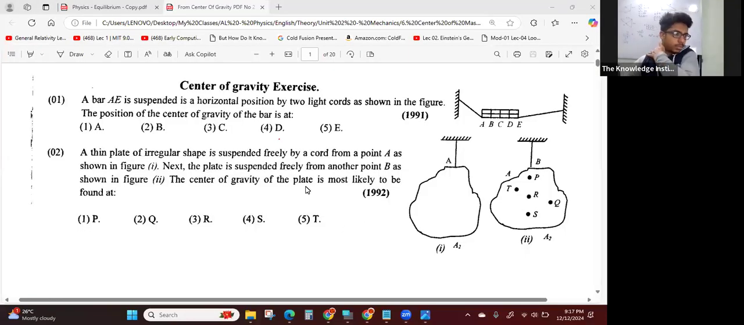Okay. So a thin plate of irregular shape is suspended freely by cord from a point A as shown in figure 1. Next, the plate is suspended freely from another point B as shown in figure 2. The center of gravity of the plate is most likely to be found at. Okay, drop your answers in the chat box.